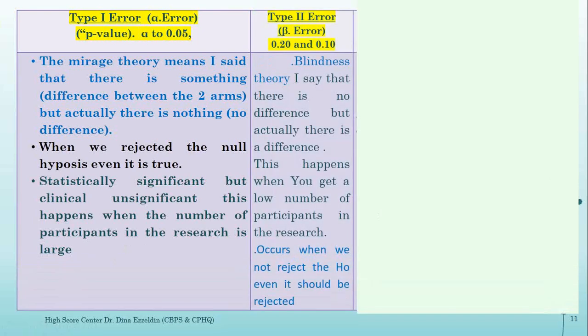Type 2 error is the blindness theory. Blindness theory means that there is something and I couldn't see it. I say that there is no difference, but actually there is a difference. So there is a difference, but I couldn't see it. So this is type 2 error, which is beta error. Beta error is always 0.2 or 0.1, but alpha error, which is p value, is always 0.05. The blindness theory happens when you have a low number of participants in the research, when we do not reject the null hypothesis even though it should be rejected.